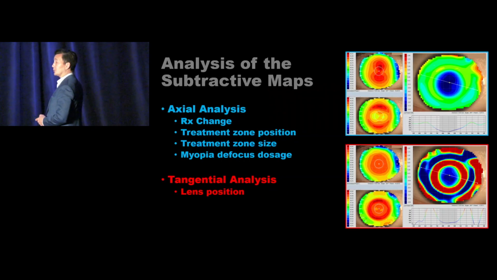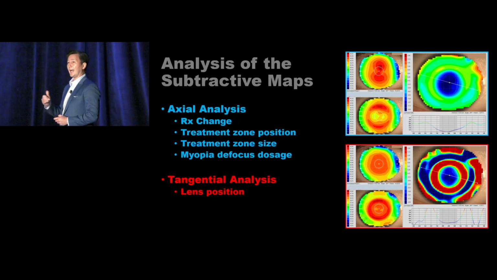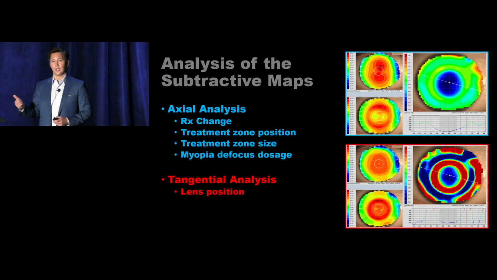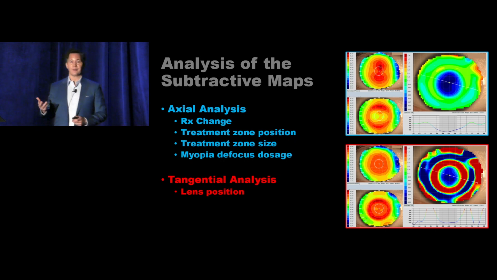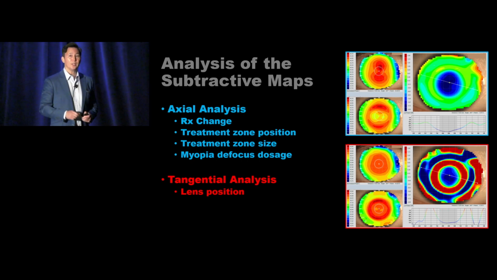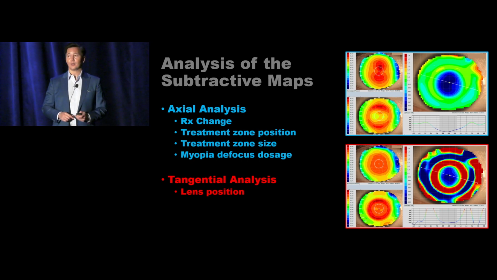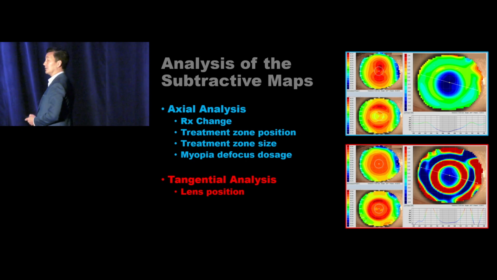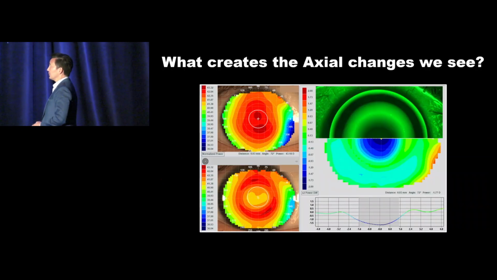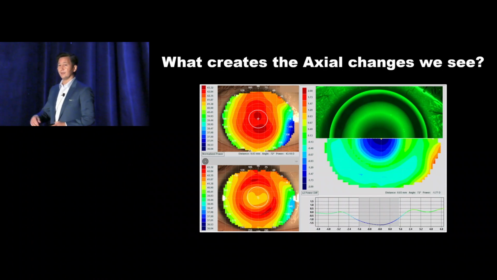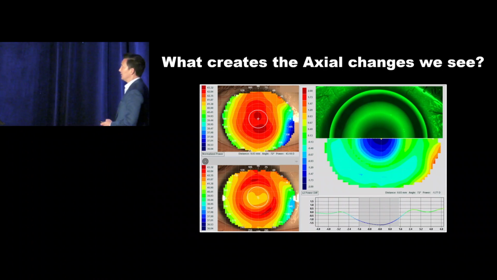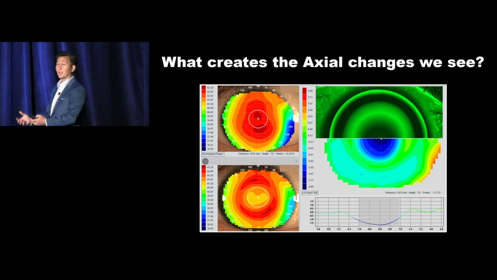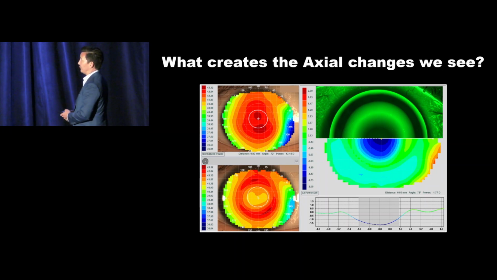So we use those subtractive maps that we talked about. The axial tells you the RX change, the treatment zone size, treatment zone position, the myopia controlling effect. The tangential tells you the position of the lens in the closed eye environment. So we're going to use all of that analysis to guide us. So here's an axial interpretation, and I've overlaid the fluorescein pattern so you can get a sense of what part of the lens is doing what effect on the eye.